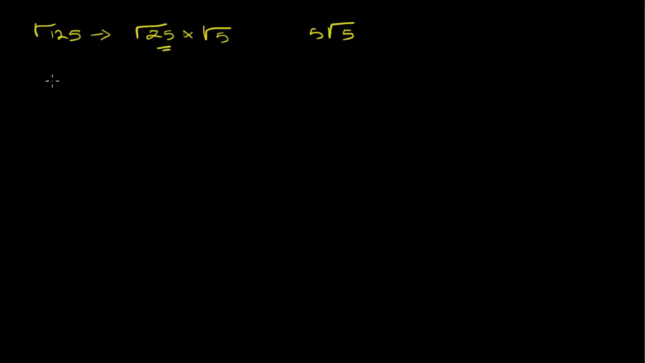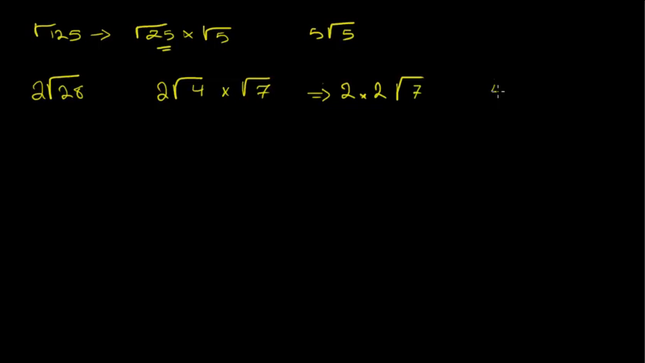Sometimes we have a number in front of the radical, 2 times, for instance, radical 28. What do we do now? In a case such as this, we first need to simplify the radical, then multiply it by 2. So we leave it like that: 2 radical 4 times radical 7. The square root of 4 is 2, so we have 2 times 2 radical 7. So we have 4 radical 7.